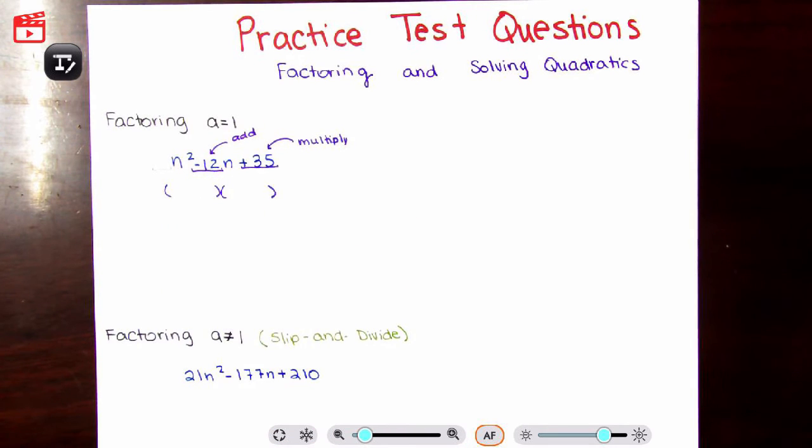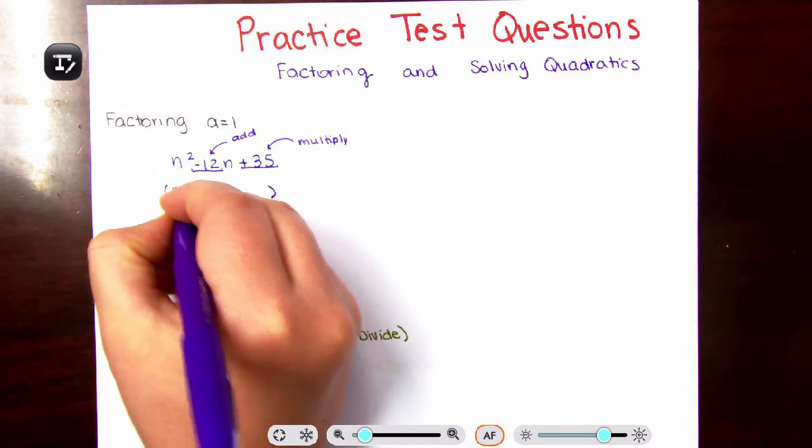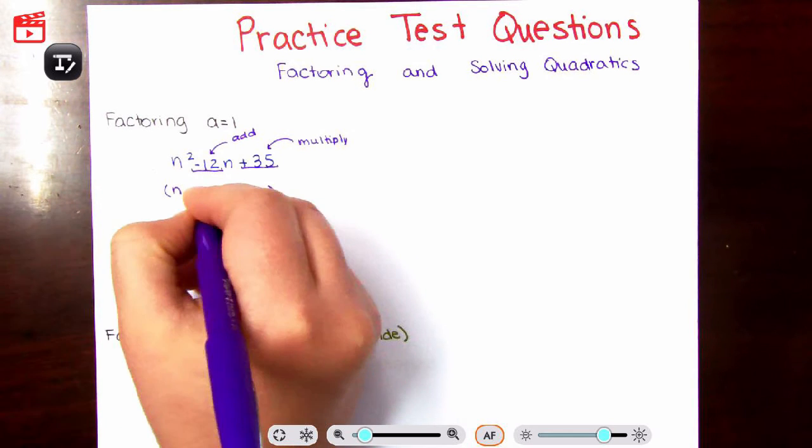Now you want to list out the factors of 35 and see which ones give you a negative 12. So I know like 1 times 35 is 35. I also know negative 1 times negative 35 is also 35. So don't forget your positives and negatives. So I'm also thinking 6 times 5 is 30. So let's do 5 times 7, not 6. 5 times 7 is 35, and 5 plus 7 is 12. So my factors here are going to be 5 and 12. Excuse me, 5 and 7.